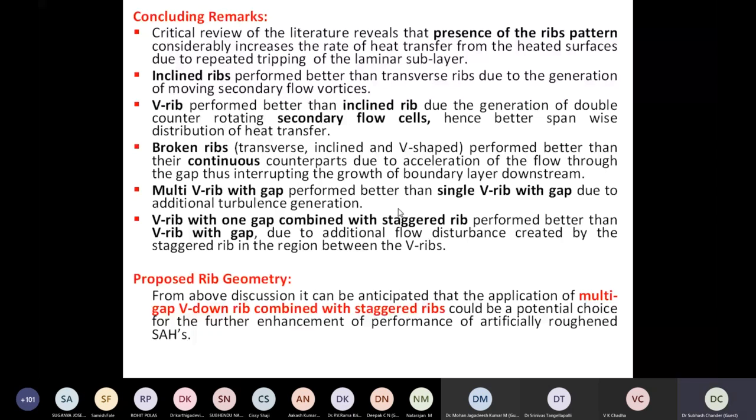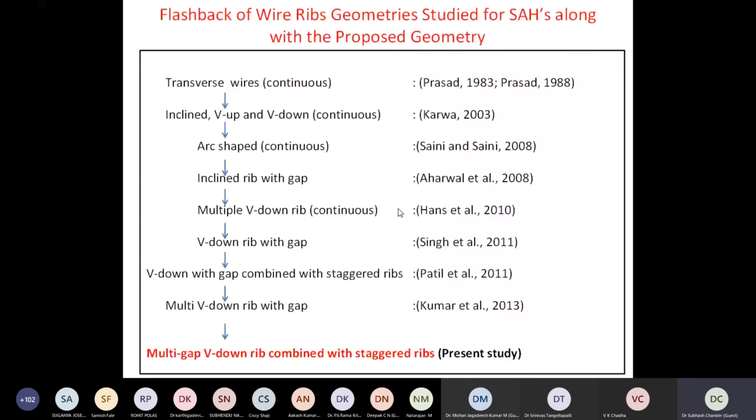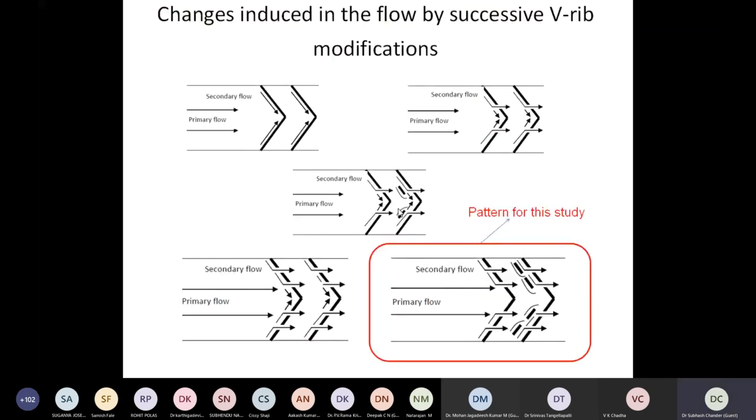So concluding from all these discussions, we had seen that if we go by V-down rib with staggered ribs, I will show you what a staggered rib is, then we can expect some enhancement in heat transfer. When I say can expect, it means we need to test it, and that will become an investigation. So this is the sequence by which we converged to multiple gap V-down rib combined with staggered ribs, right? So this is what it looks like.